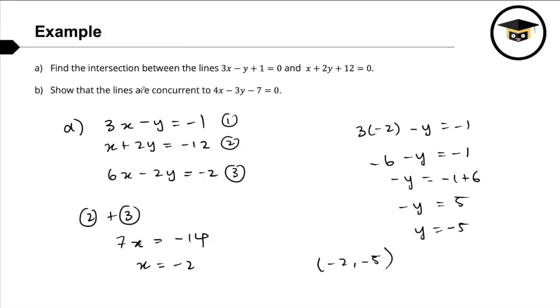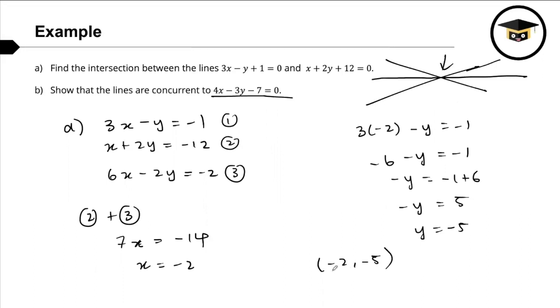Now, to show that the lines are concurrent, what that means is, right now we've got an intersection, right? If this line is concurrent to those two lines, it means that it also passes through this intersection point. Now, how do we know if a line passes through a point? Remember, if you sub the point into the line equation, it should satisfy the equation.